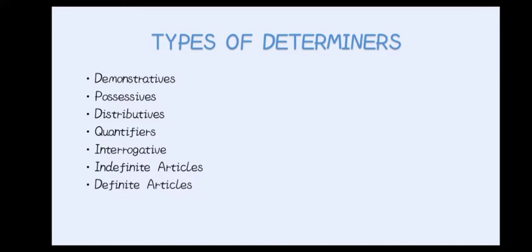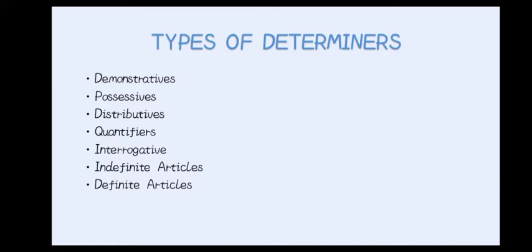Now, the last two, that is your indefinite article and definite article. They both come under the category of articles. Okay, article is divided into two, that is your indefinite article and definite article. We'll be talking later on about what is an indefinite and what is a definite article.